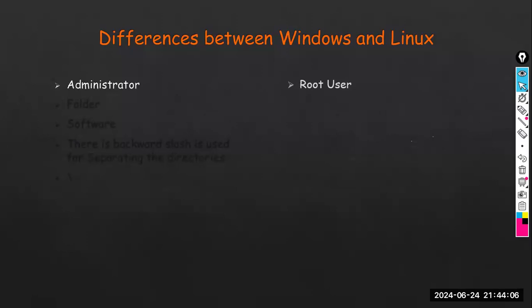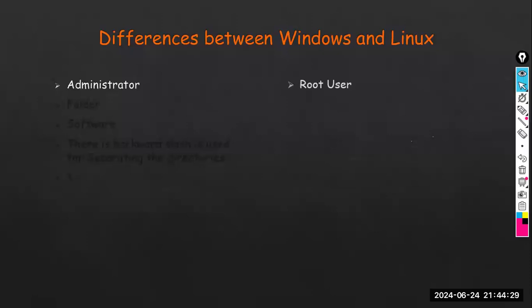In Windows, we call them Windows administrator. In Linux operating system, we call them root user. These users are like owners of that operating system. They can install any software, uninstall any software. They can create any user. They can create any server, whatever they want, they can do, because they will have all privileges.